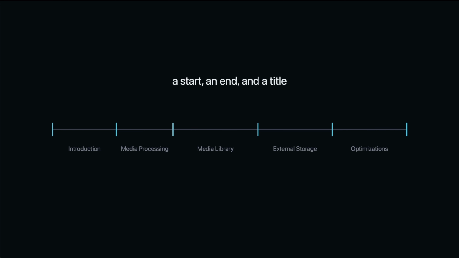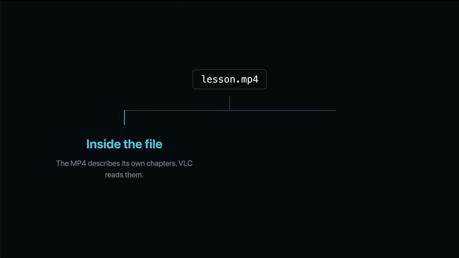A chapter is 3 things: a start time, an end time, and a title. Let's take a look at where that data lives. First, the data is embedded in the container. The markers get written into the MP4 file itself, so the file describes its own chapters. This is what you're seeing when you open a movie in VLC and get a chapter list.